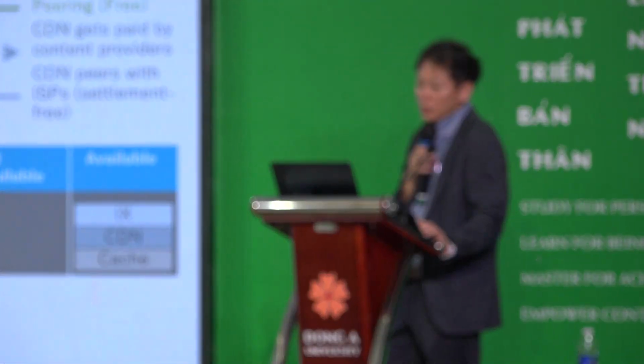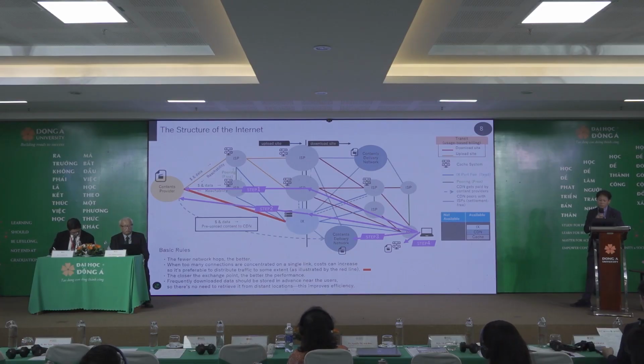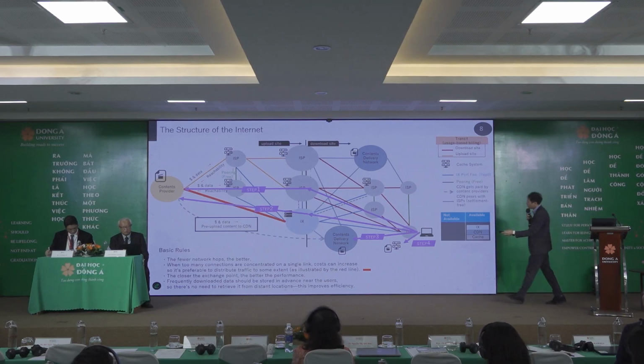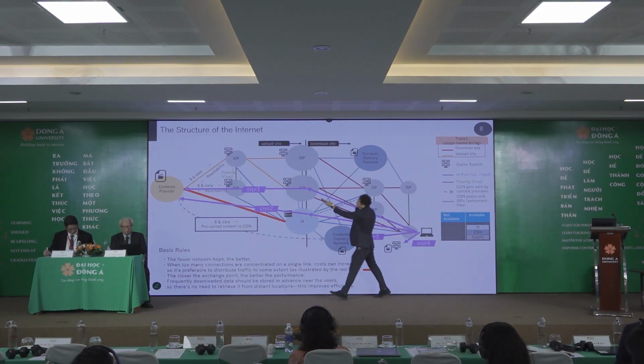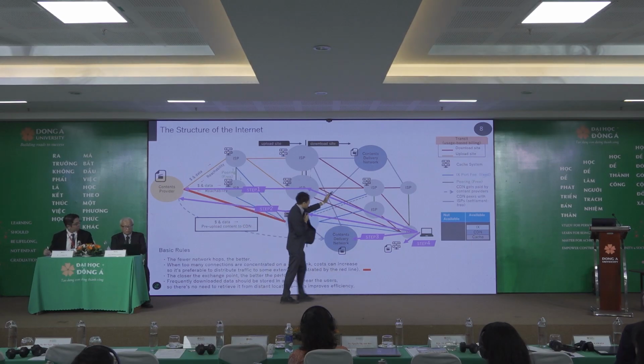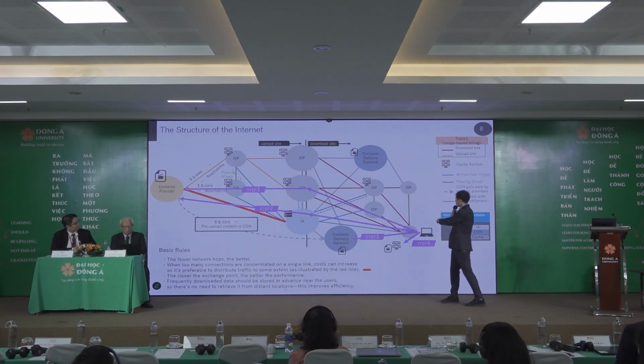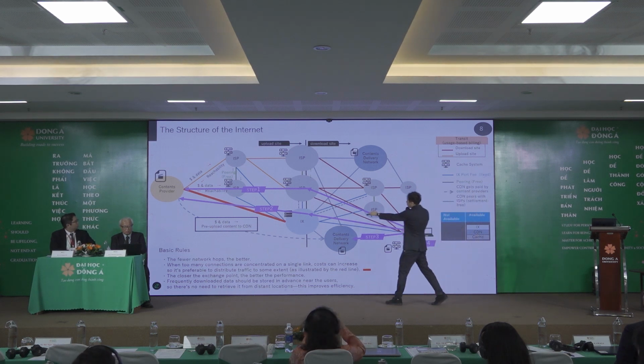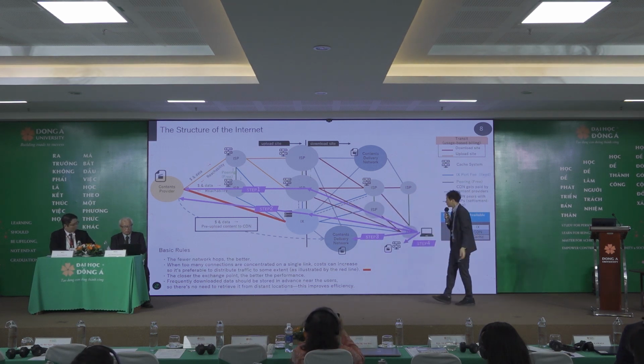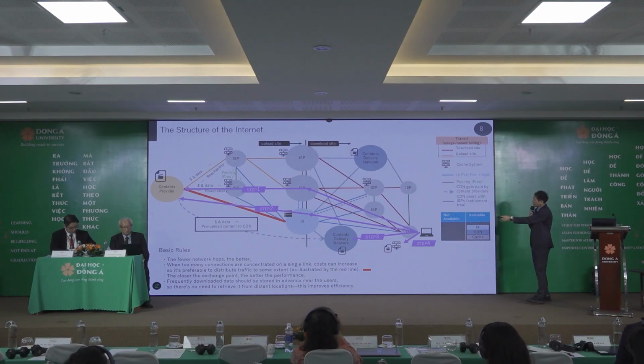The structure of the internet systems, basic rule: the fewer network hops, the better. I said internet general models, step 1, 2, 3, 4. Looking at the purple lines, step 1 is 1, 2, 3, 4, 5, 6, 7, 8, 9 hops. Step 2 is 1, 2, 3, 4, 5 hops. Step 3, 1, 2 hops. Step 4 is 1 hop.